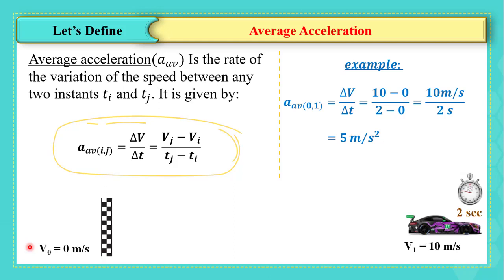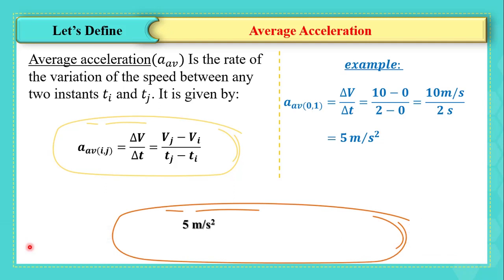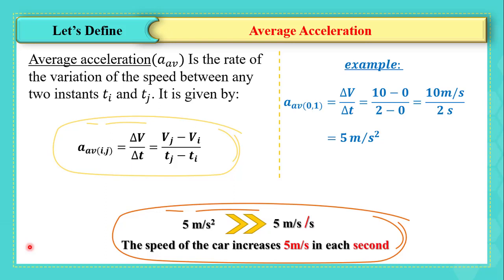To understand the significance of the acceleration's unit, we ask ourselves the following: by how much does the car's speed increase each 1 second? 5 meters per second squared is equal to 5 meters per second per second, which means that the speed of the car increases 5 meters per second in each second.